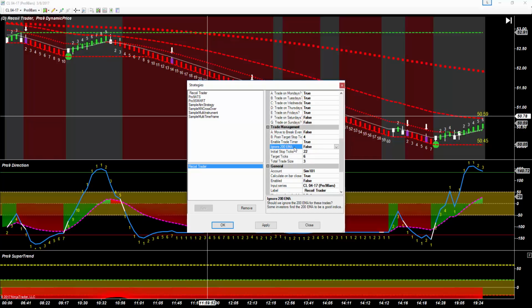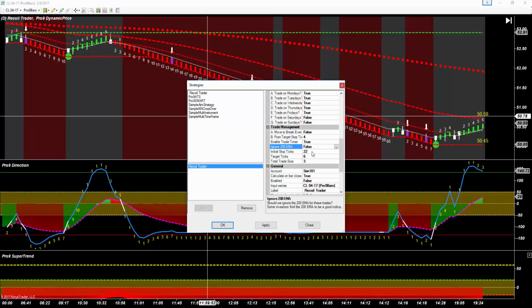Next, we have our ignore 200 EMA setting. This will simply determine whether Recoil will take a trade into the 200 EMA or ignore the 200 EMA. So if you wish to ignore the 200 EMA, if you find that that isn't as effective for that market, you can set this to true and Recoil will take trades into the 200 EMA. If we set this to false, Recoil will not take a trade into the 200 unless it has enough room to reach its profit target.